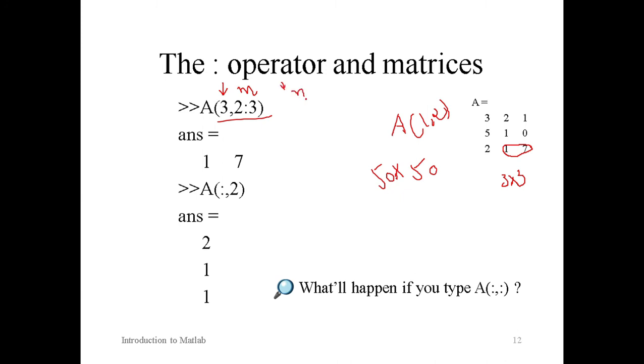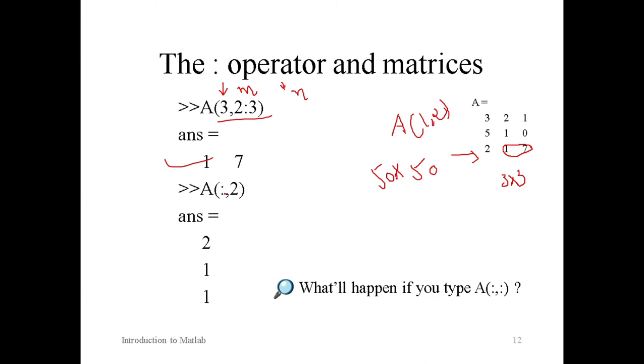So it means we want the third row. From matrix A we want the third row, this row, and from the columns we want elements 2 to 3. So we want this row, and from this row we want elements 2 and 3. It means 1 and 7 only. So this is your answer. Now let's say another example, A into the bracket colon comma 2.